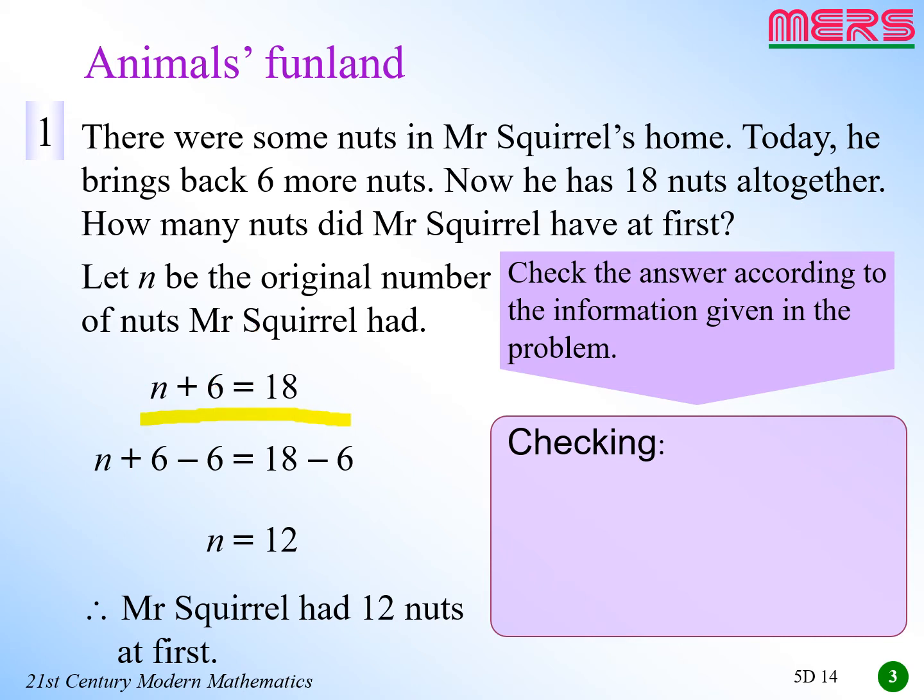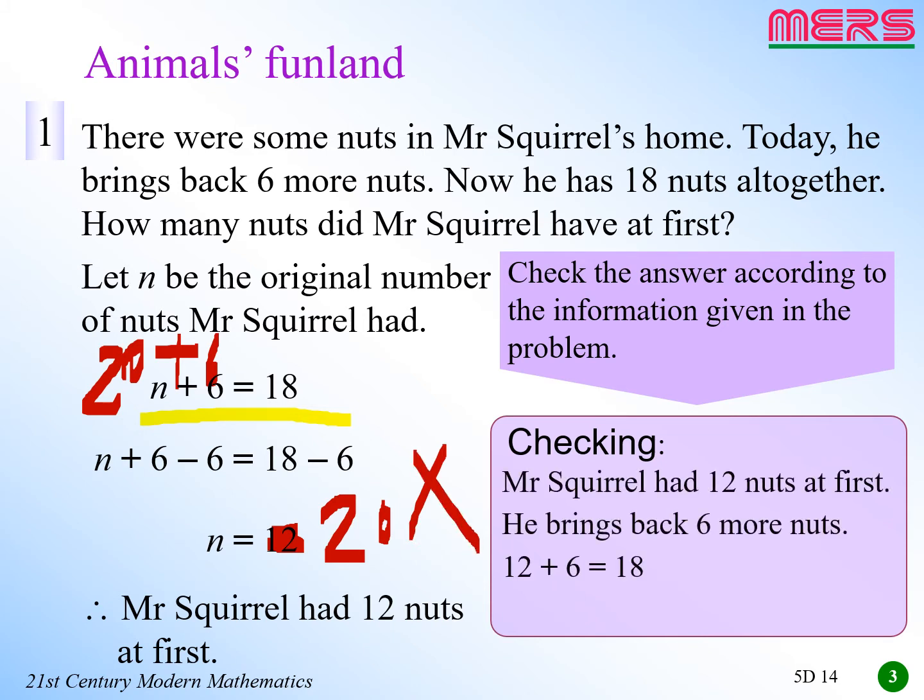So for example, if I got a wrong solution, let's say n equals 20, then I put 20 into n. So 20 plus 6 equals 26. So it is not equal to 18. So we know that we have got the wrong answer. So you can use your own ways to do the checking part in your draft paper.